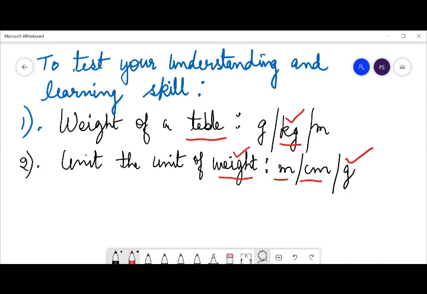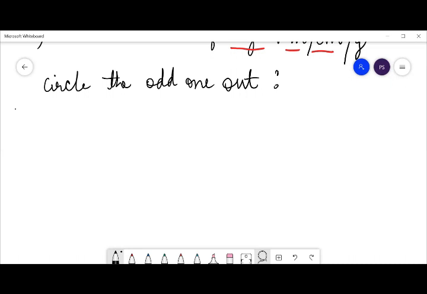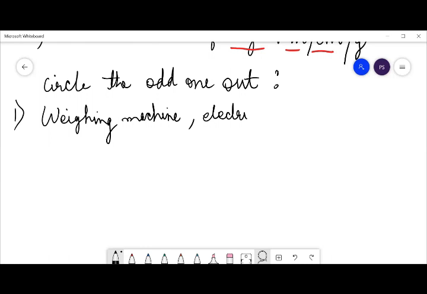Now, the next question which I want to ask is, circle the odd one out. Now be prepared with your answers. First is weighing machine. Another is electronic balance. And third is ruler. So which is the odd one here?